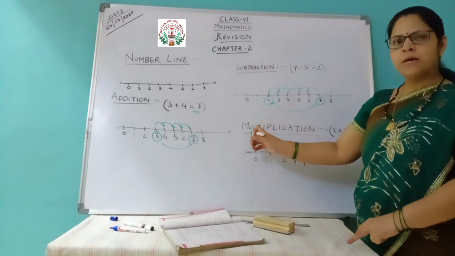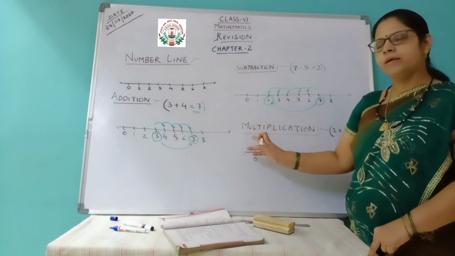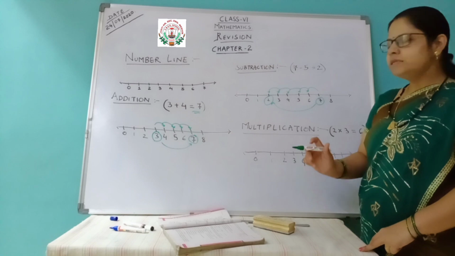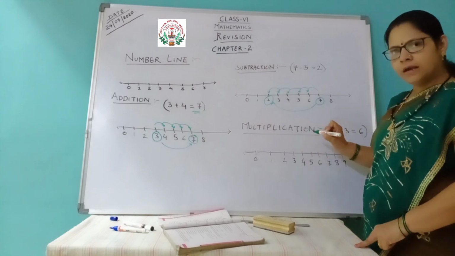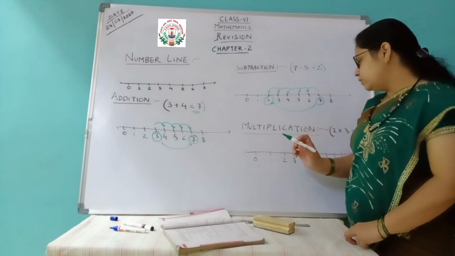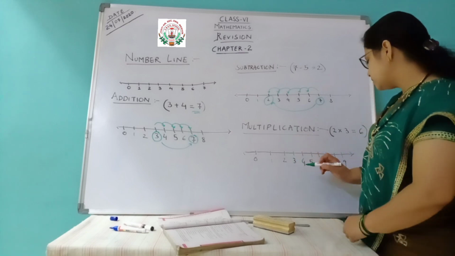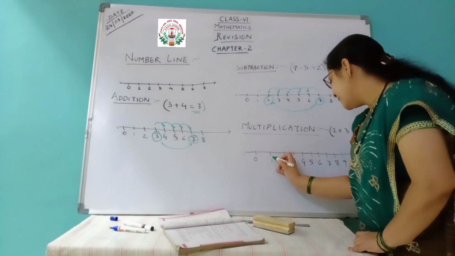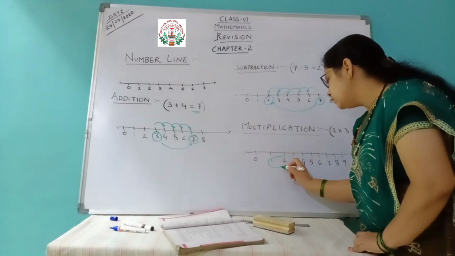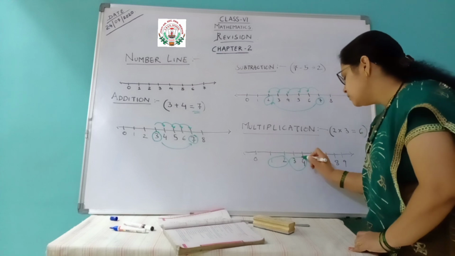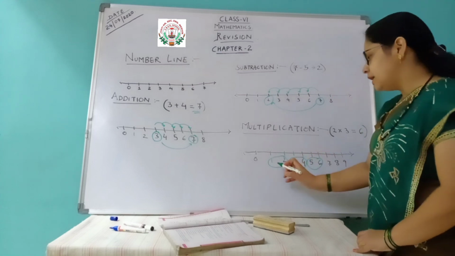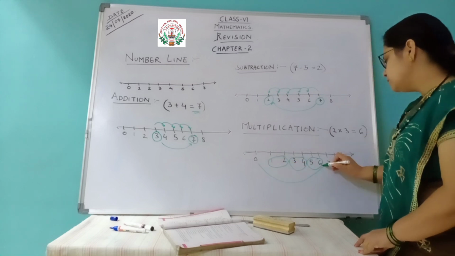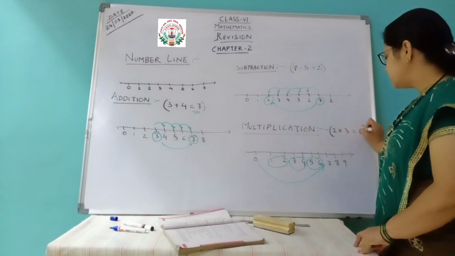Now, in a similar way, multiplication. 2 into 3 is equal to 6. It means you take a group of 2, 3 times. So this is a group of 2, this is a group of 2, and this is a group of 2. After taking a group of 2, 3 times, we reach 6. So 2 into 3 is equal to 6.